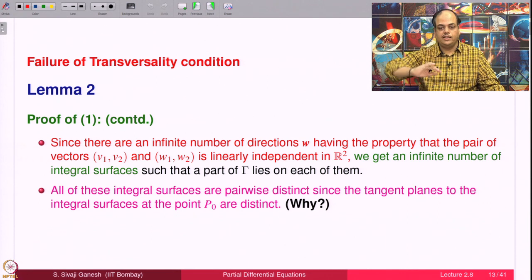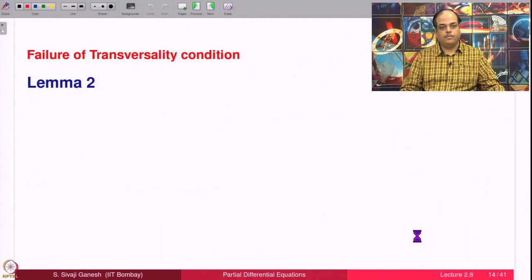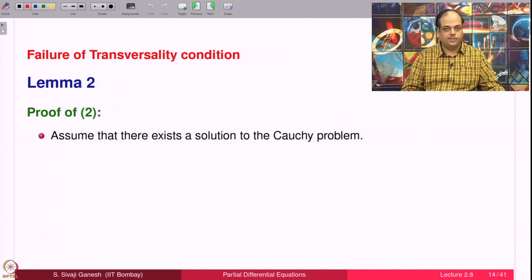The orientation of the tangent plane is always a two-dimensional quantity, but it will be changing. One direction that is always there in the tangent plane is the characteristic direction. But the other direction is the W. As you change W, the two planes are not the same. You have infinitely many solutions because you have infinitely many choices for W.